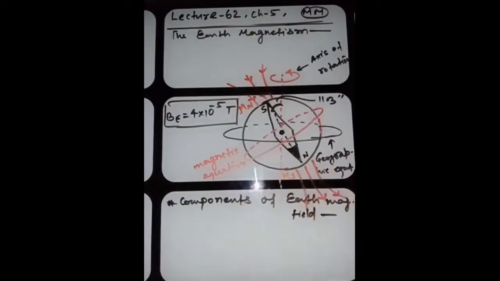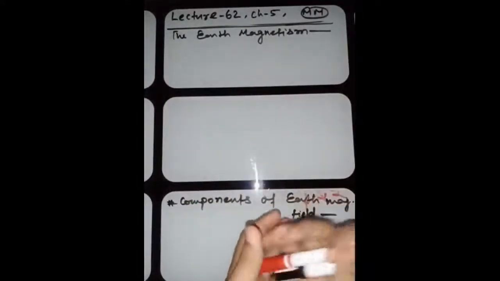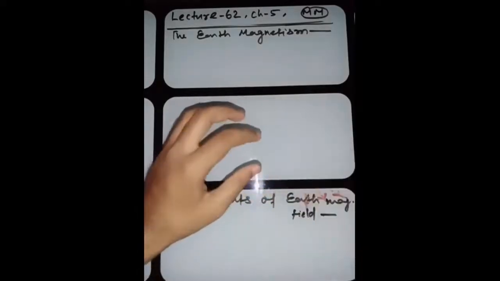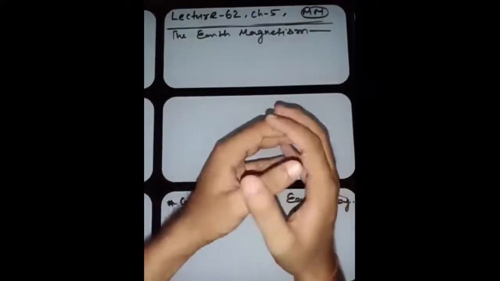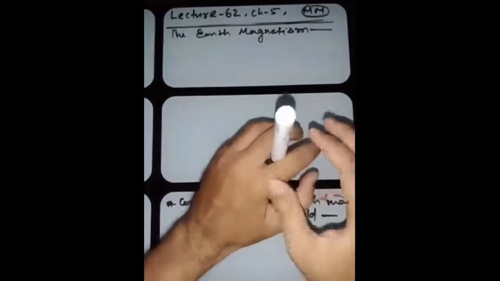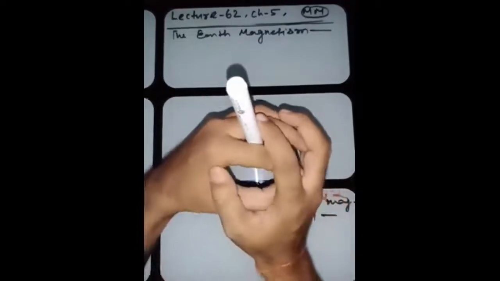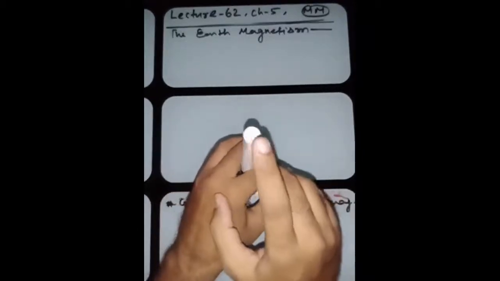So let me rub this one. First, let me explain the magnetic meridian. My dear students, suppose you have a sphere, and this sphere is considered as the Earth. This Earth is rotating about its axis, from west to east in this way. This is the west and this is the east. It is rotating about this axis.